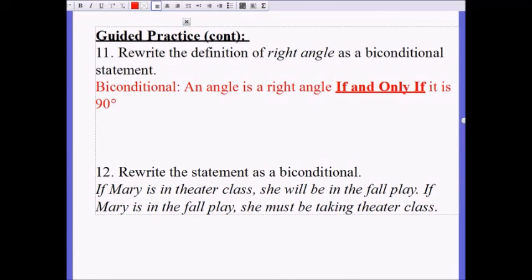So I could say if it is 90 degrees, then the angle is a right angle. I could say if an angle is a right angle, then it is 90 degrees. The biconditional puts them together with the if and only if, and there you go. Number 12 is going to be similar to that. Let's look at it.